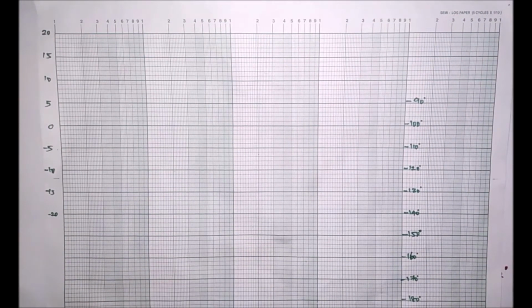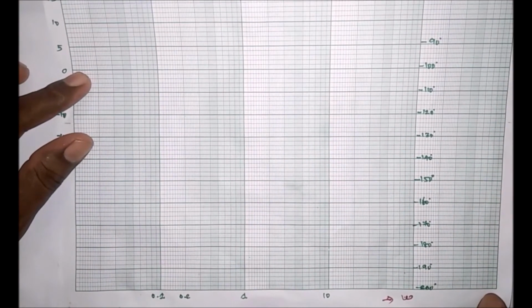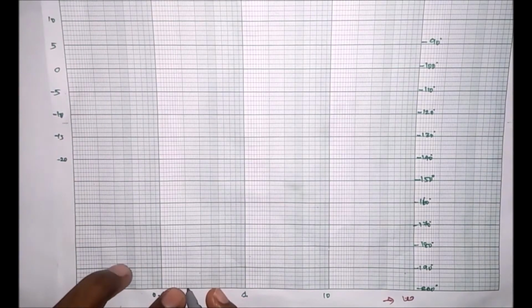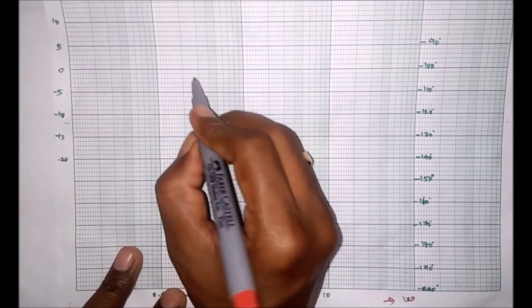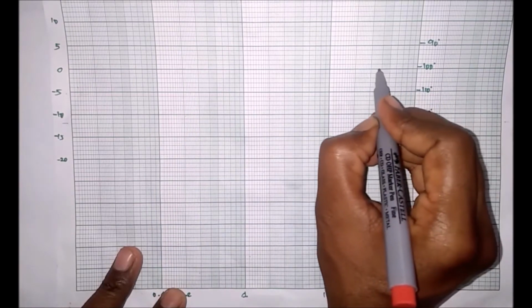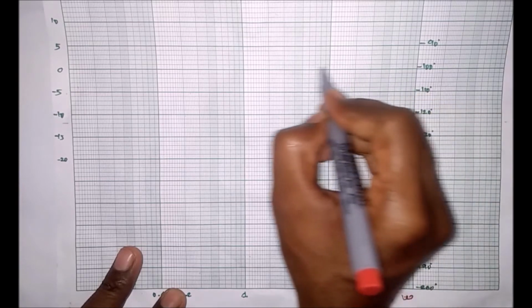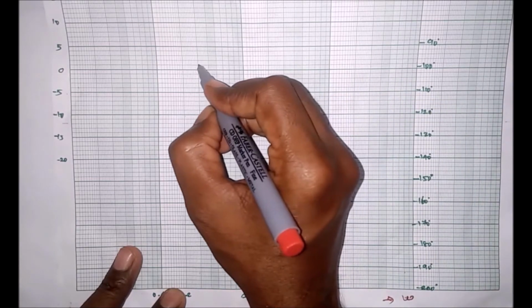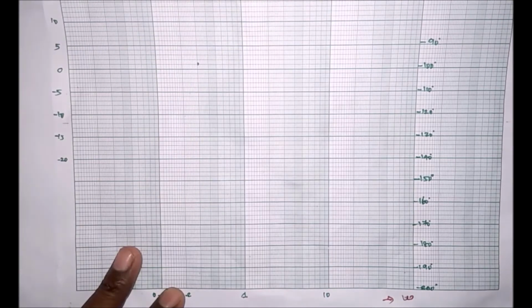Therefore, for omega equal to 0.2, magnitude equal to 20 and angle equal to minus 98 degree. So this is 0.2. For 0.2 the angle is minus 98. This is 90, this is 100, so it is 98. So 98 corresponding to 0.2 is the first point for the phase plot.